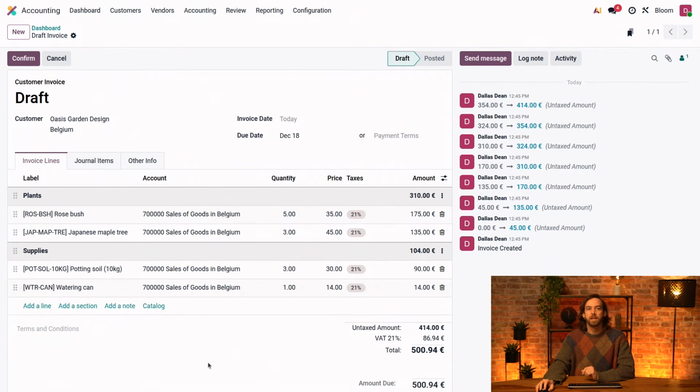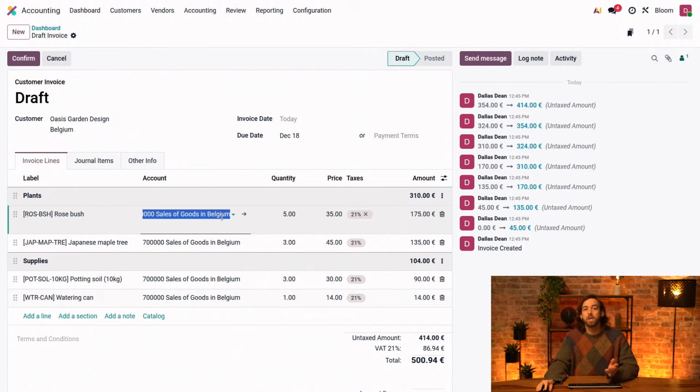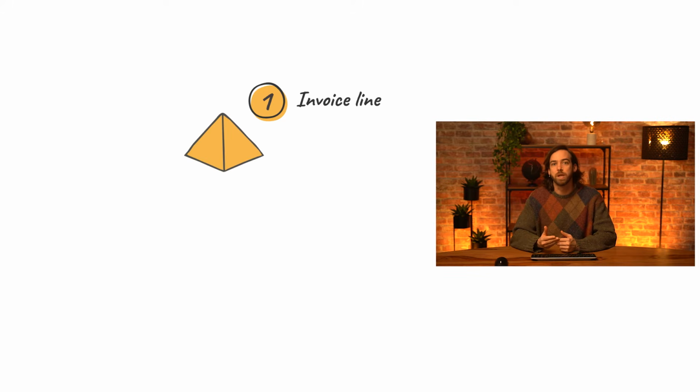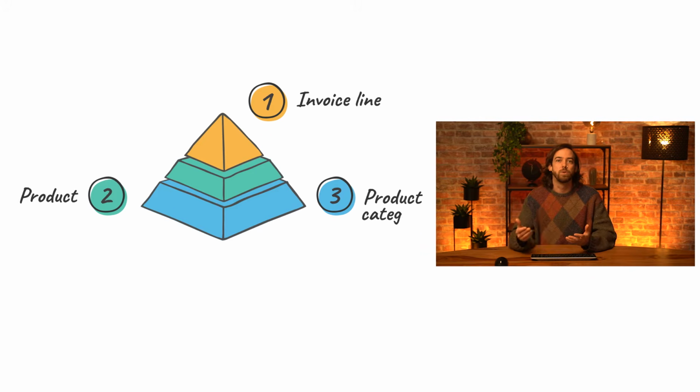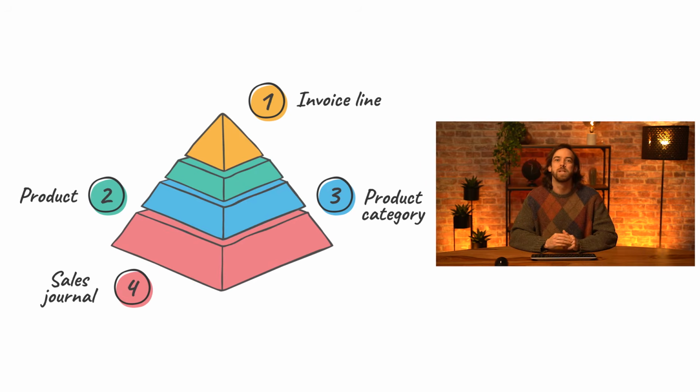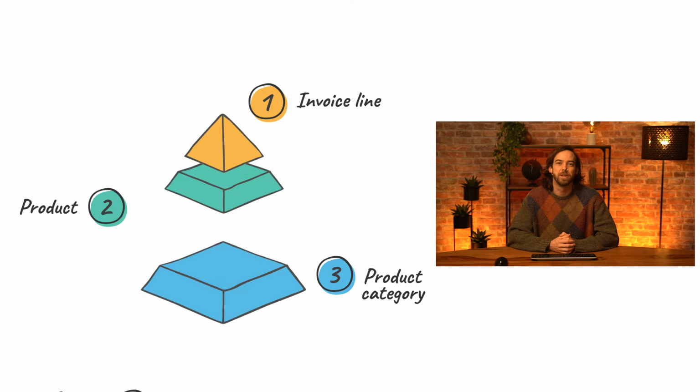As you can see, in the account column here, we have the default income account that is coming from the sales journal. But this account can also be set directly on the invoice line here, or it can be set on the product itself or on the product category. Note that Odoo prioritizes the most specific account settings over more general ones. So if we don't select a specific income account here on the invoice, Odoo will use the account associated with the product. If that field is empty, Odoo will then use the income account linked to the product category. And if that field is also empty, it will use the account set on the sales journal, which is what happened in this case.